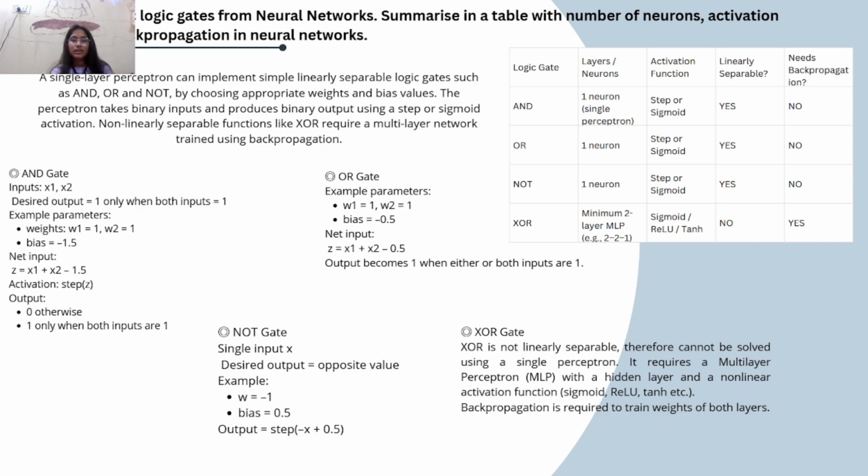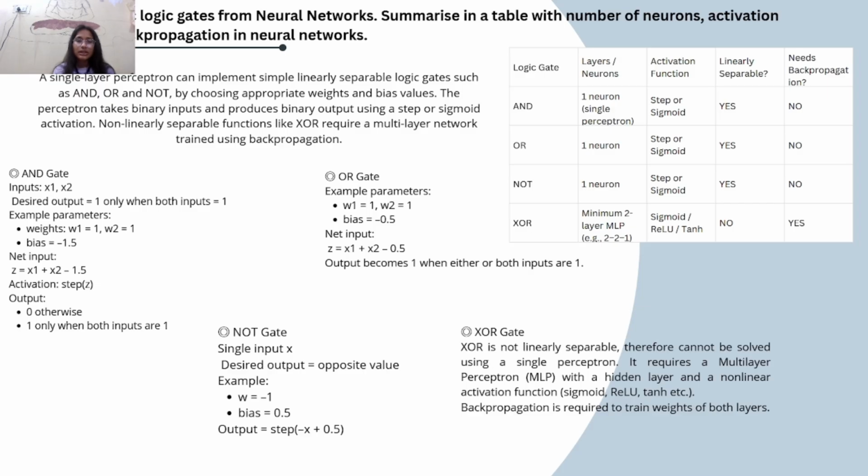Now next, the NOT gate. How is the NOT gate implemented? With the input signal, weight of -1 and bias of 0.5, the output becomes the opposite. This is the concept of the NOT gate.